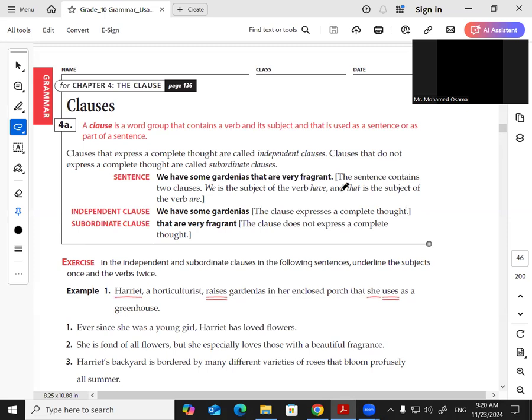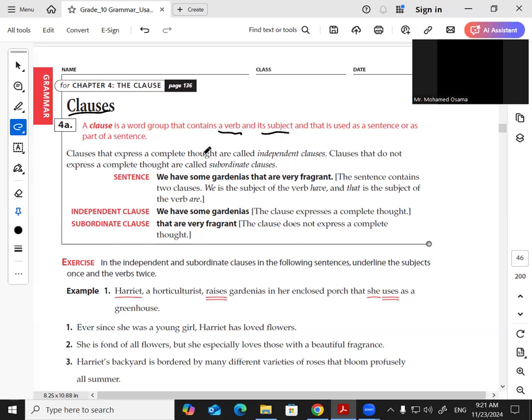Okay, so guys, first if we start defining clauses, what are clauses? We can say simply that clauses are a group of words that contains a verb and its subject. So we can say it's a sentence that contains a verb. So we should see inside the clause a verb and a subject.